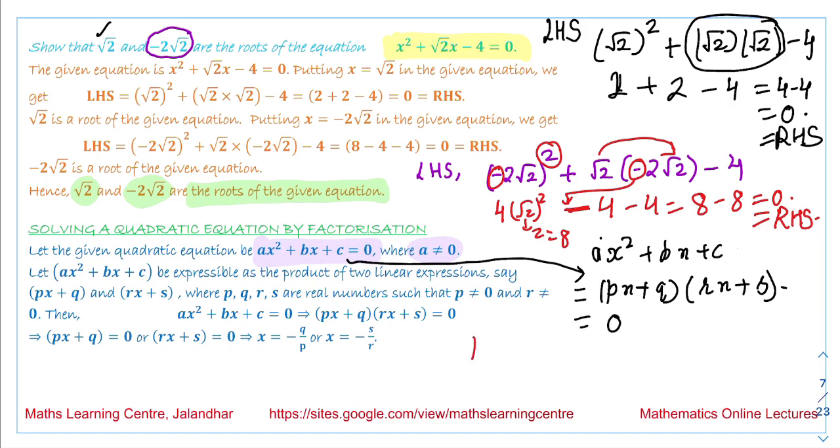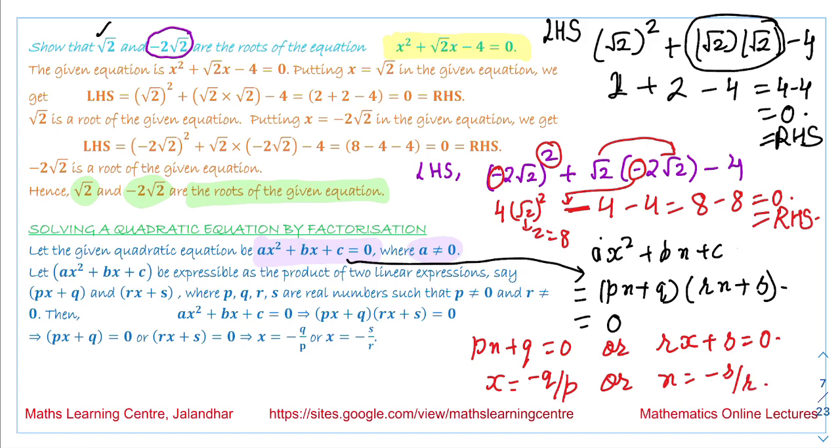So we have two conditions over here: either px plus q is equal to 0, or rx plus s is equal to 0. From the first condition we get x is equal to minus q by p, and from the second we get x is equal to minus s by r. We have to solve the equation, which means we have to find those values of x which satisfy this quadratic equation. So one value is minus q by p, and the second value is minus s by r. These are the two values that we have obtained. Now we have to solve the following equations based upon this formula.